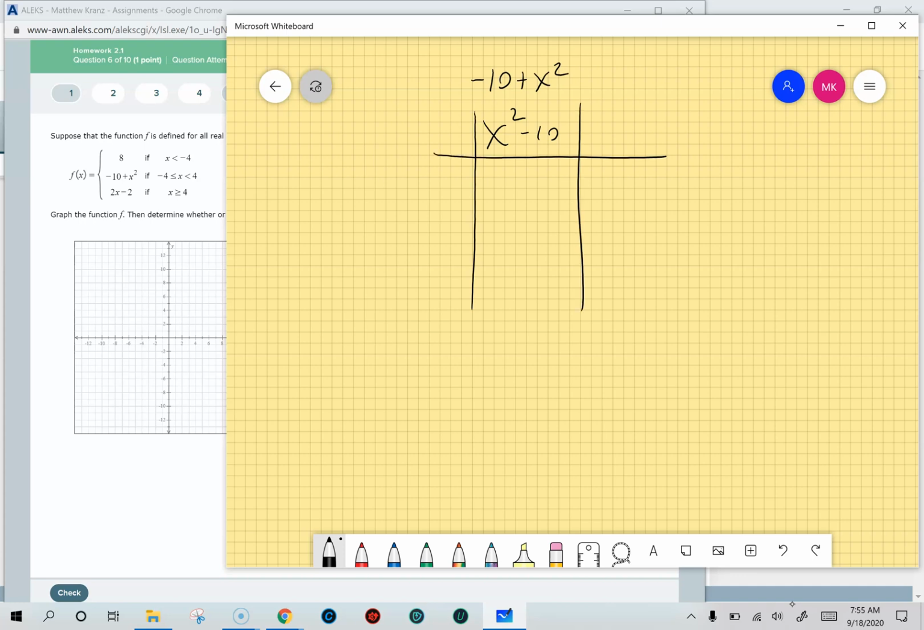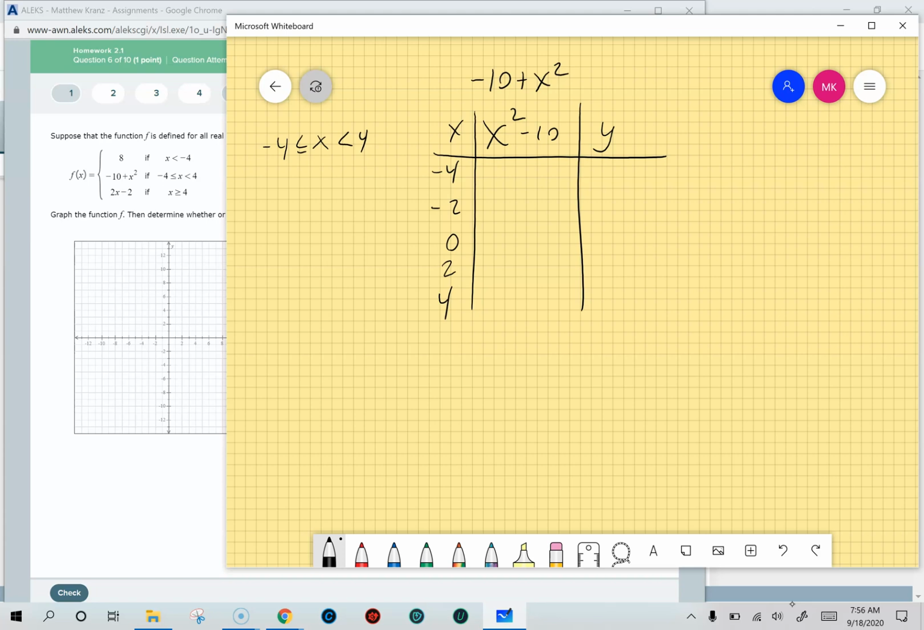Now I see that it only is allowed to be where x is equal to or greater than negative 4 or less than 4. So when I have my x's and my y's, I'm going to use my negative 4, and I'll do a negative 2 and maybe a 0, a 2, and a 4, or something like that.